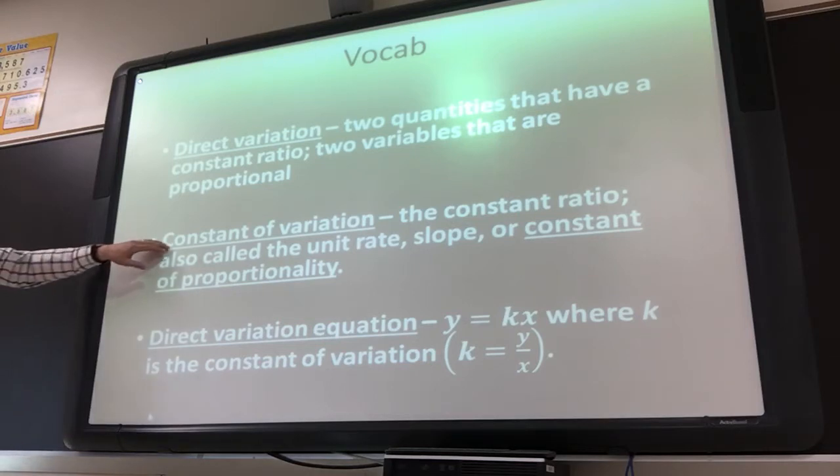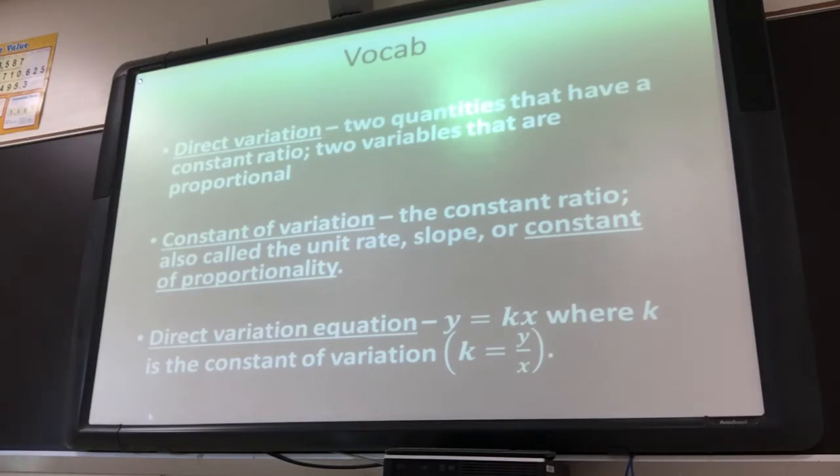And then the constant of variation, that is what the constant ratio is. And so notice what other things we can call the constant of variation. Unit rate, slope, and constant of proportionality. All three of those are things that we've already talked about. Same thing, just with different names. And we've also already talked about the direct variation equation as well. We used that last week when doing some of those questions.